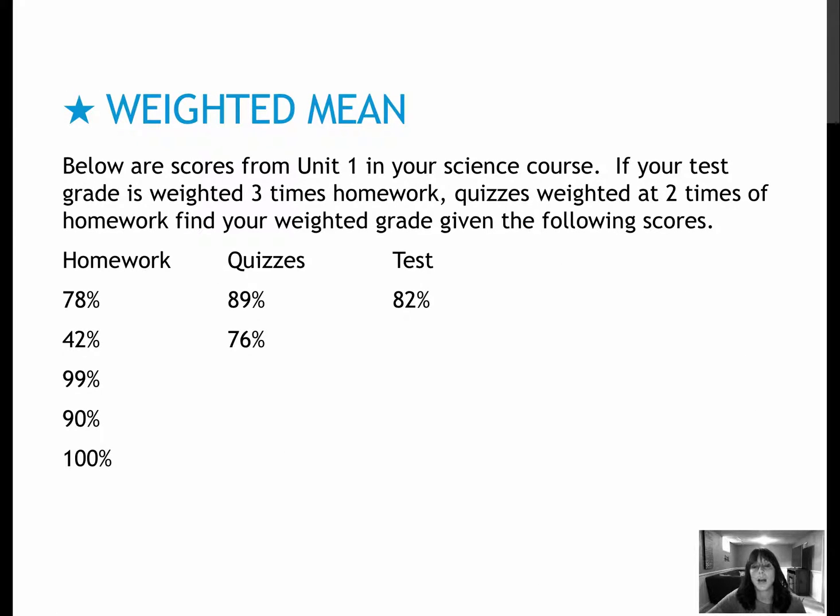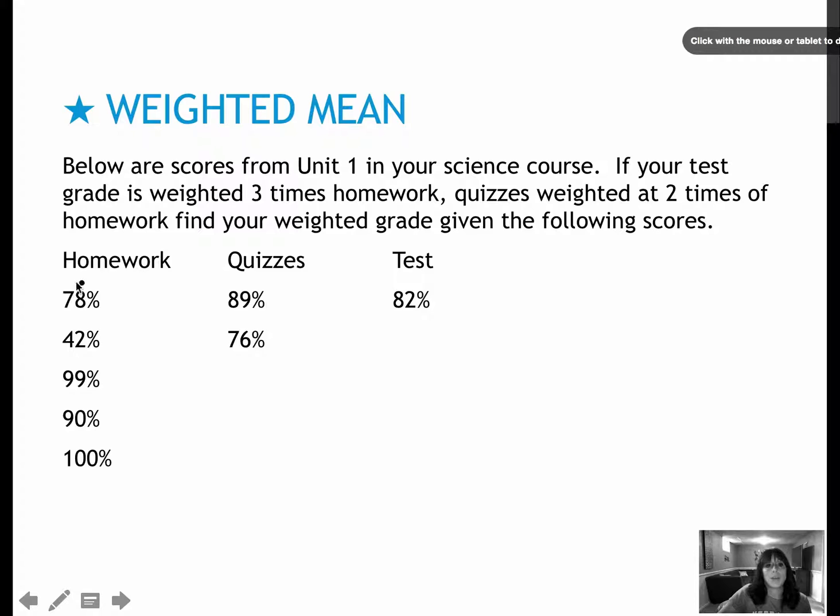This is a much more common example to use with a weighted mean. We have Unit 1 of a science course that you're in. Your test grade is weighted 3 times what a homework grade is. Quizzes are weighted twice what homework is, and then of course you have several homework assignments. So find your weighted average given those scores.